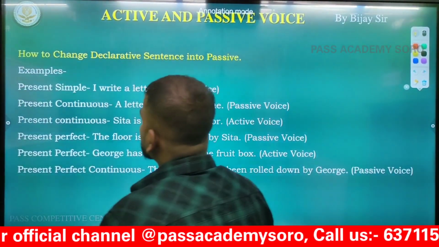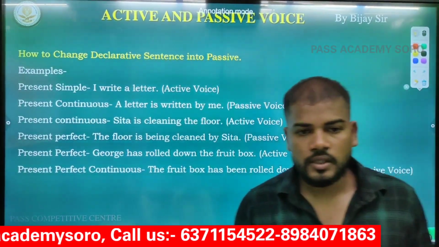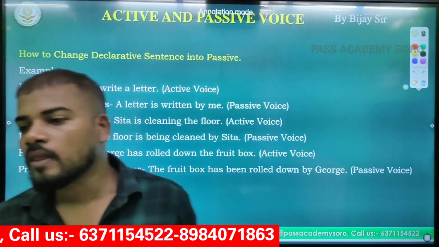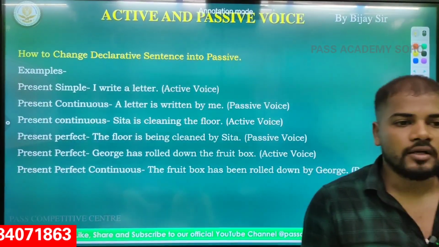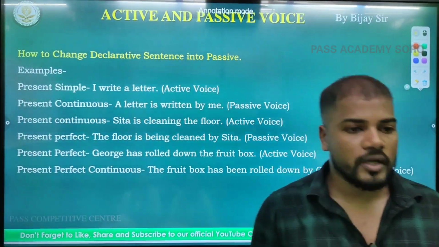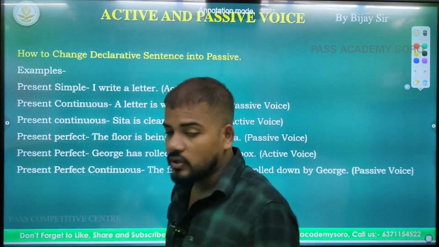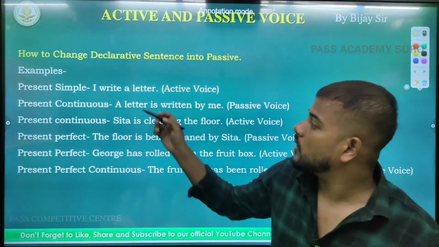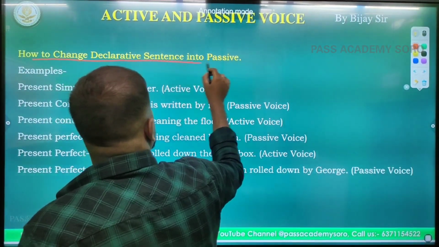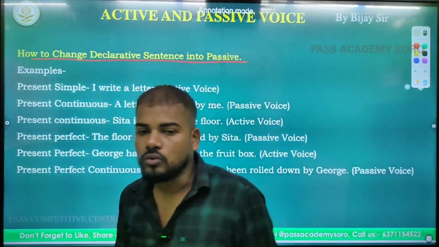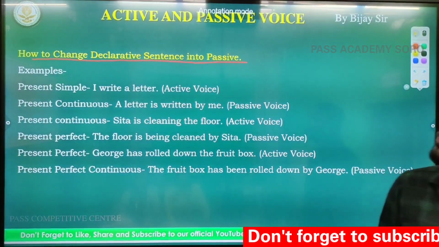So now we know there are four kinds of sentence, right? There are four kinds of sentence: declarative sentence, interrogative sentence, imperative sentence and exclamatory sentence. So how to change? First we will learn how to change a declarative sentence into passive voice.